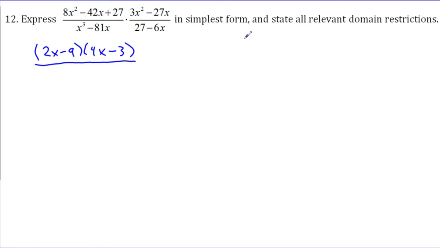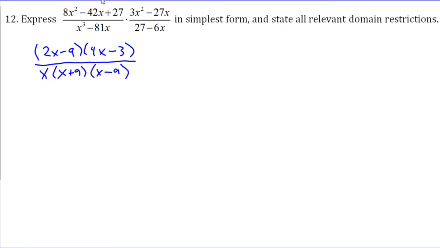The bottom looks like it factors twice, so again, I'll show you this off to the side. The first thing I'm going to do is GCF an x out. And then I'm going to factor x squared minus 81 again into x plus 9 and x minus 9. So this factors twice. Now I'm going to do the same thing here. This looks like it factors twice as well.